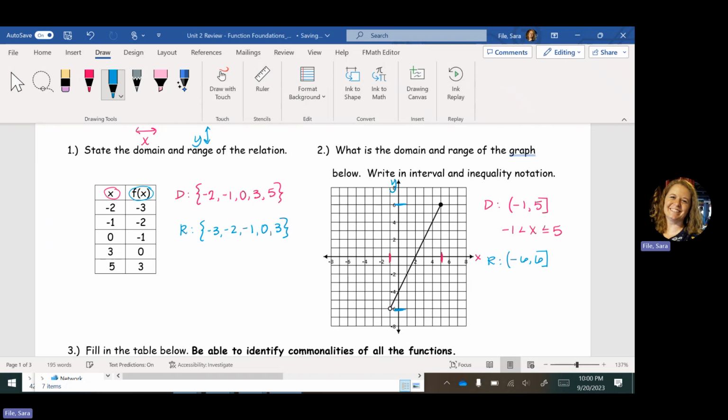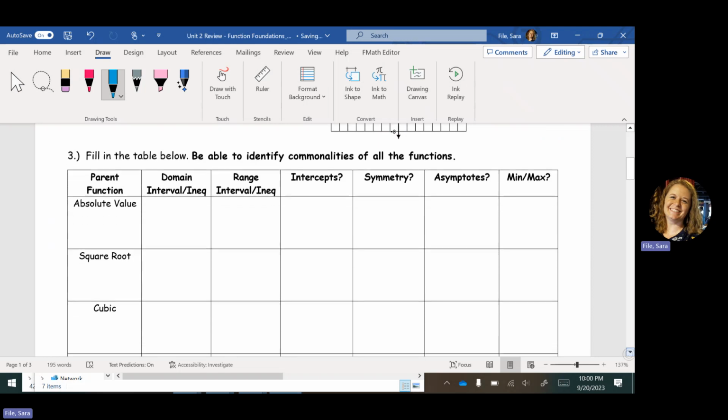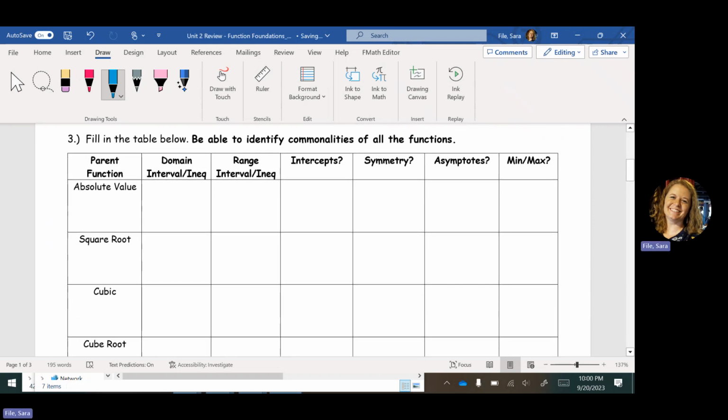So for inequality notation, it would again look like this, not including the -6, and we would use y, or f of x, and then we would include the +6. So either of those notations is correct. You really need to familiarize yourself with interval notation. I know you're used to using inequality because that's what you initially learned, but interval is going to be what you're moving toward and using most often now.